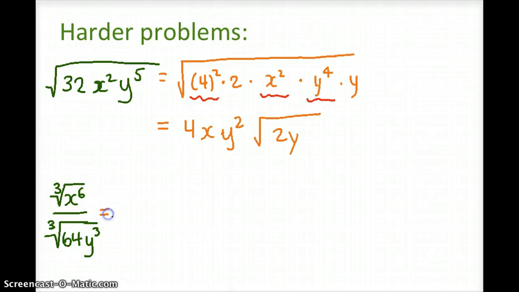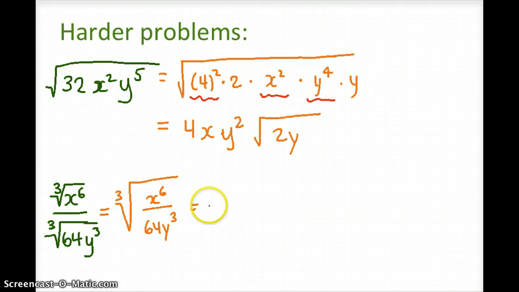So the next question, when we have the cube root and we have it both on the numerator and the denominator, we can also write this as the cube root of x to the power of 6 over 64 y to the power of 3. And then we're going to do something similar to what we did here. We are going to think of what number to the power of 3 equals the numbers inside of the root.